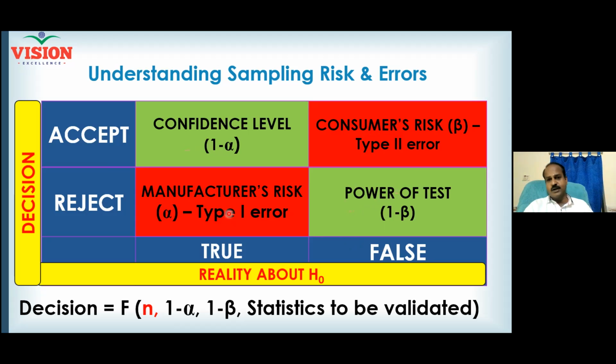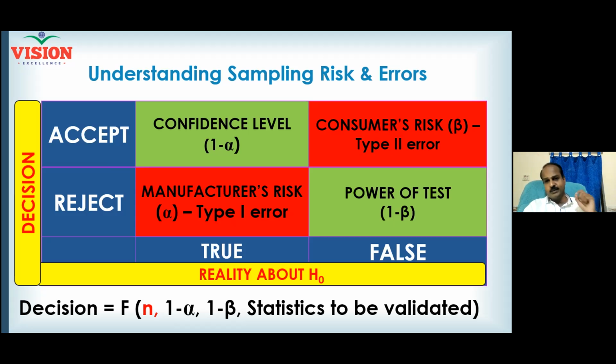Sometimes type 1 error is called false positive and type 2 error is called false negative. These are used in the pharma and healthcare segment, right? In manufacturing, they call it manufacturer's risk and consumer risk. In pharma and healthcare, they call it false positive and false negative. But in general, they are called type 1 error and type 2 error, and they are denoted by the symbols alpha and beta.